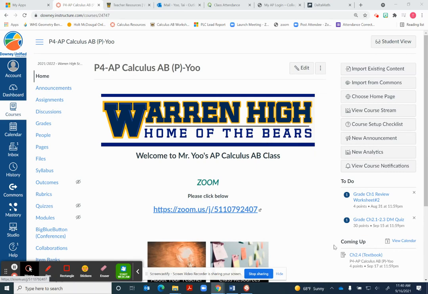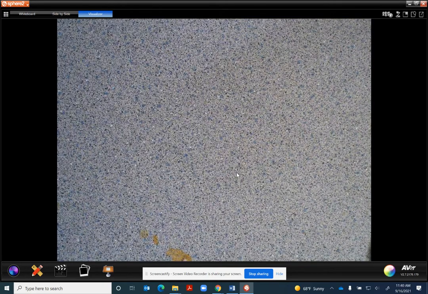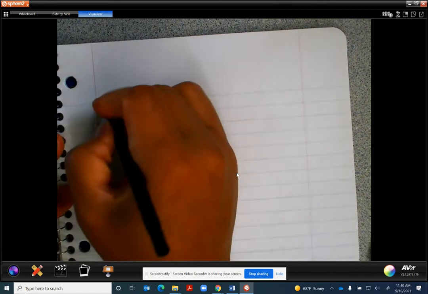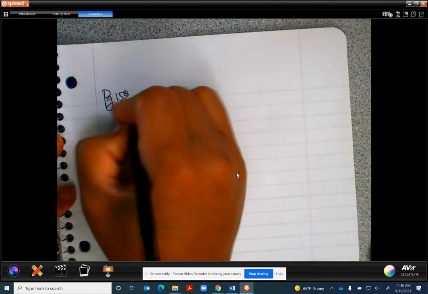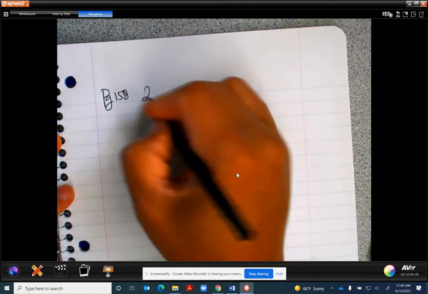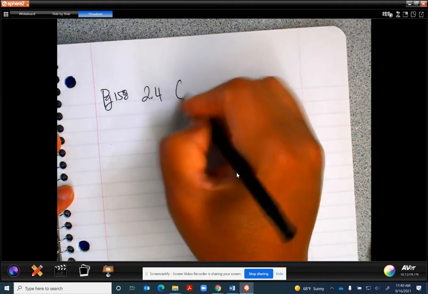Okay, so we're going to go over chain rule. This is on page 158. All right, there you go. Okay, this is 2.4, the chain rule.